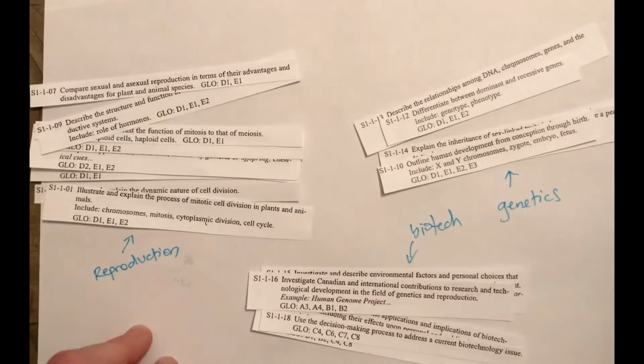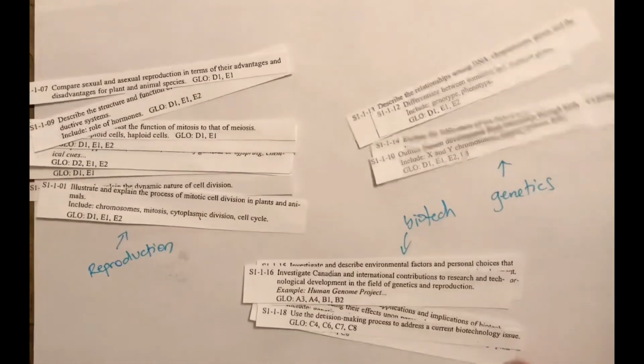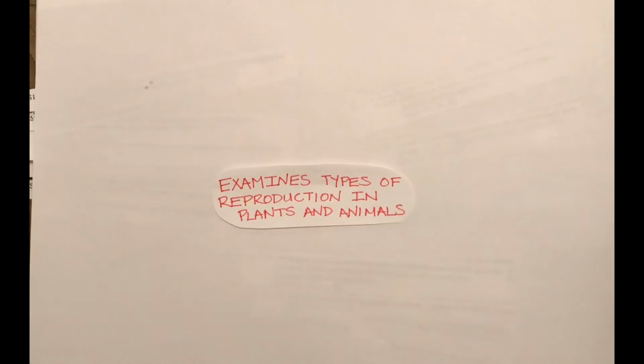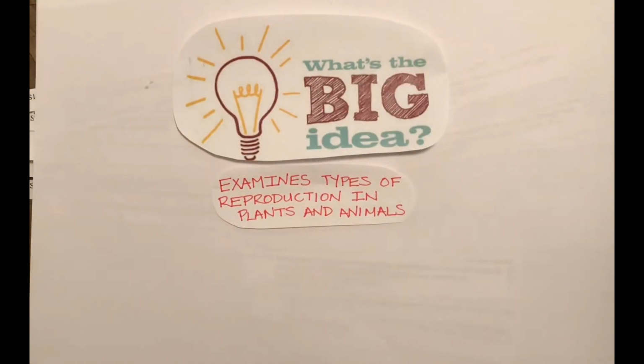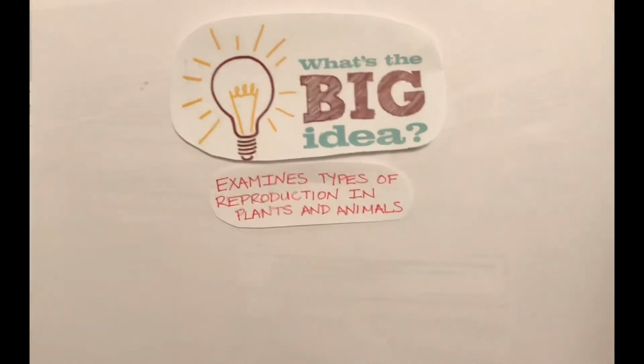From one pile, here's an outcome that screams big idea to me. It states, compare sexual and asexual reproduction in terms of their advantages and disadvantages for plant and animal species. We might use it exactly like this or tweak it slightly so it includes a broader scope and appreciates several more outcomes, such as what we've written here. Let's tweak it to say, examines types of reproduction in plants and animals. Notice that this is a statement that can be answered at many different levels of understanding. This is such an important step towards creating a UDL unit.